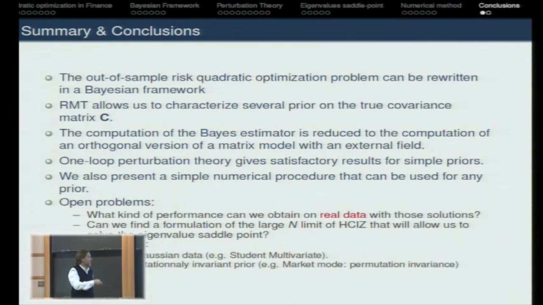An important open problem is, can we go further with the eigenvalue saddle point? For that we need to use some workable large n limit of the Harish-Chandra-Itzykson-Zuber integral. And there are some extensions, because we know that the data is non-Gaussian, but we used a measurement process that was Gaussian. Can it be extended with a multivariate Student? Probably yes. And also we know that the real data is not rotation invariant. There's at least a market mode, which just has permutation invariance, not rotation invariance. But can we say something about these?